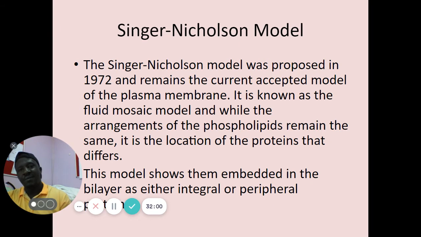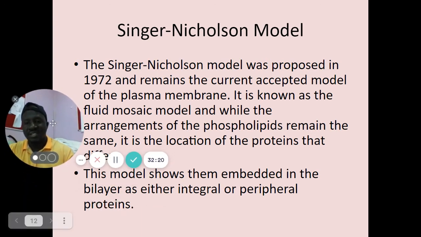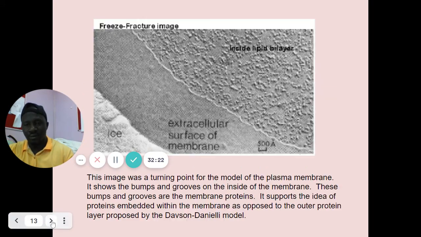We have the external proteins, the peripheral proteins. We have the transmembrane proteins, proteins in the middle crossing the bilayer, and those which we looked at as glycoproteins. So this model shows them embedded in the bilayer as integral proteins and peripheral proteins, as discussed before. So this image was a turning point for the model of the plasma membrane.